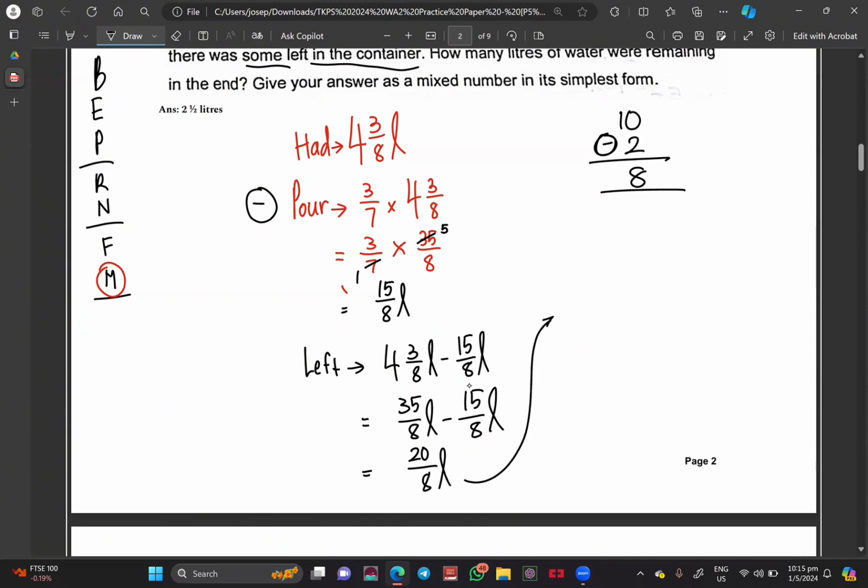So how do I change 20 over 8 liters? It will basically be 2 something over 8. So over here is 4 over 8. And of course, you want to reduce this to 1 over 2 liters. And therefore, this is your answer for this question.